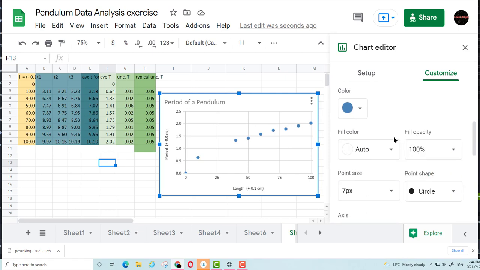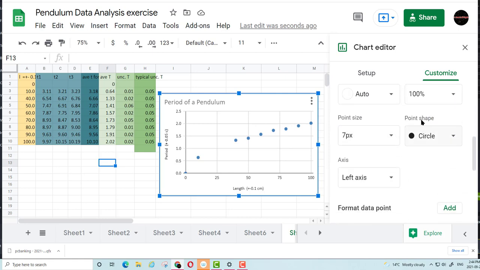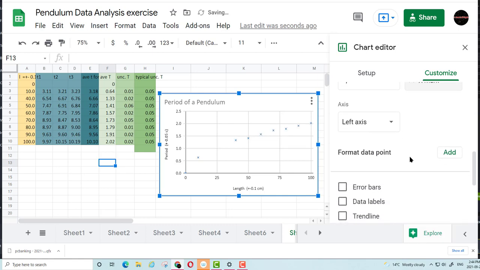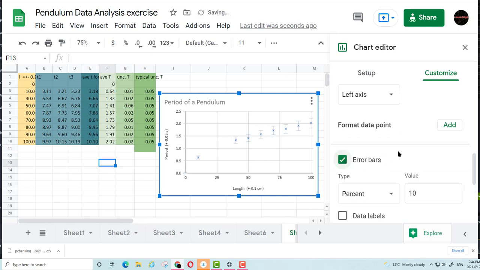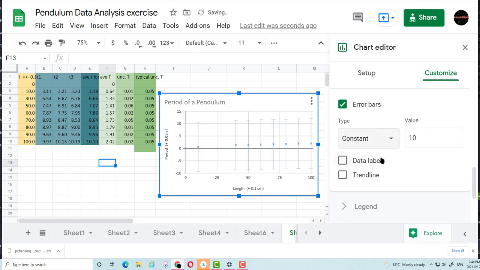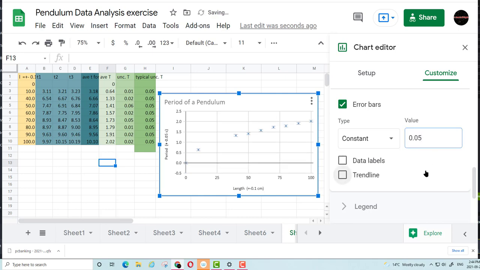And there's some important things that you can do here. For instance, I don't like these circles. I'd prefer to use X's because they're a little more precise. I would like error bars, and I don't want it as a percent. I want a constant value. That typical value I was just stating of 0.05 seconds. I don't want data labels.